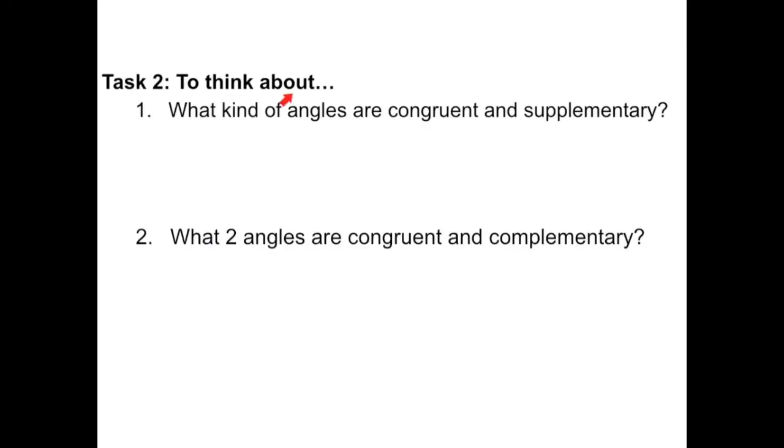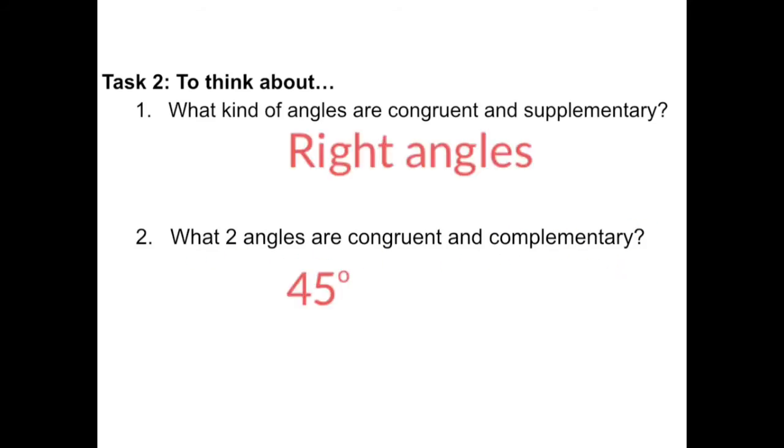So now I want you to go ahead and think about these questions here, and I already answered this one earlier. What kind of angles are congruent and supplementary? So think about what it means to be congruent and supplementary. I'd focus on the starting point of supplementary, remembering that congruent means that they have to have the same measure. And now this one we've not discussed yet, but it doesn't say what kind of angles. It's what two angles are congruent and complementary. So kind of using that same mentality, see what you can come up with for complementary and congruent. And the correct answers are right angles, so that's the kind of angles that are supplementary and congruent, but the two angles that are congruent and complementary would be two 45-degree angles.